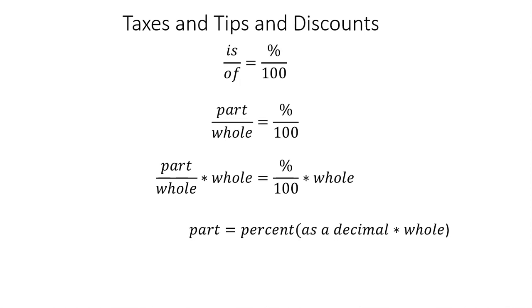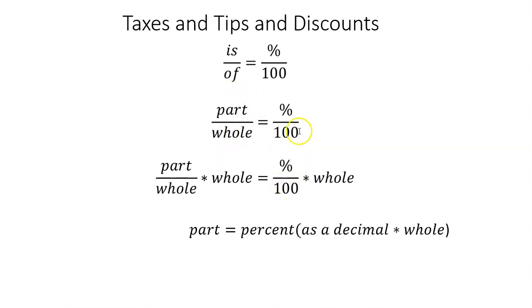Okay, so the proportion method of percent says is over of equals percent over 100. And then you take the two numbers, times them, divide by the other number. You might also, instead of saying is over of, say part over whole. Part over whole equals percent over 100.